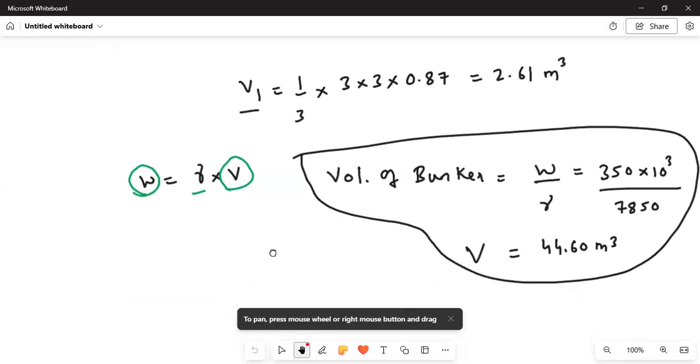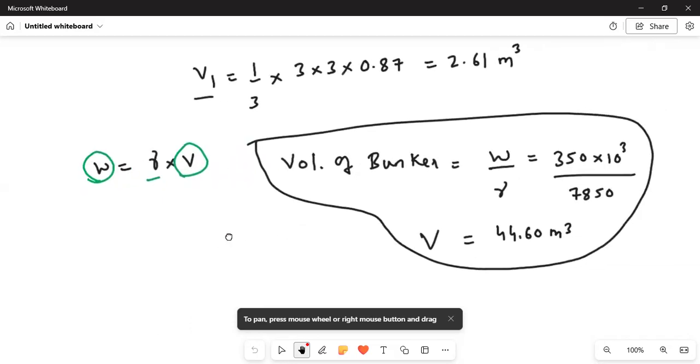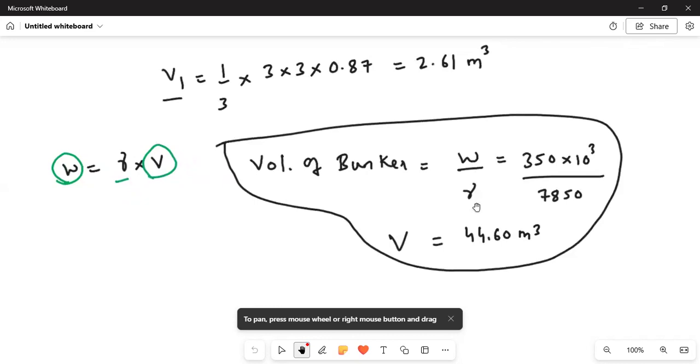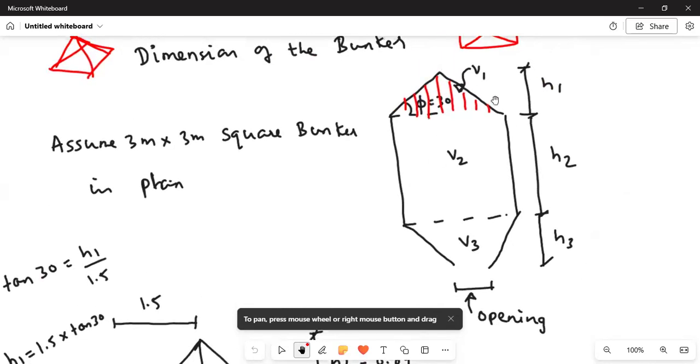Okay. Then weight is given to you and density is given to you. So when weight and density are given, you can find the volume of the bunker. The volume of the bunker equals weight divided by density. Weight is given in kilonewton, we can convert that into Newton, and density is 7850 Newton per meter cube. So the volume of bunker that you are getting is V equal to 44.60 meter cube, where V is the total volume of the bunker, and V1 is just the volume of the upper part of the bunker.